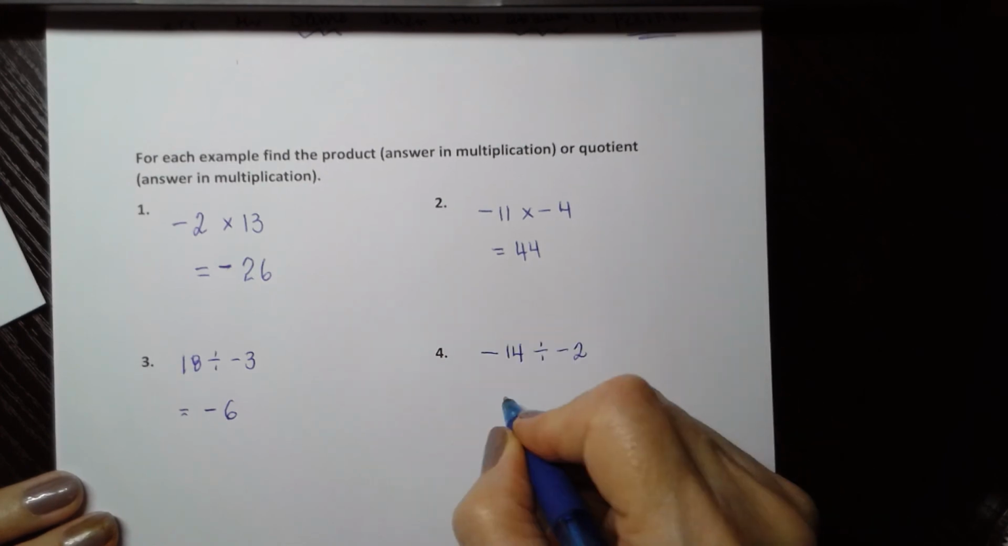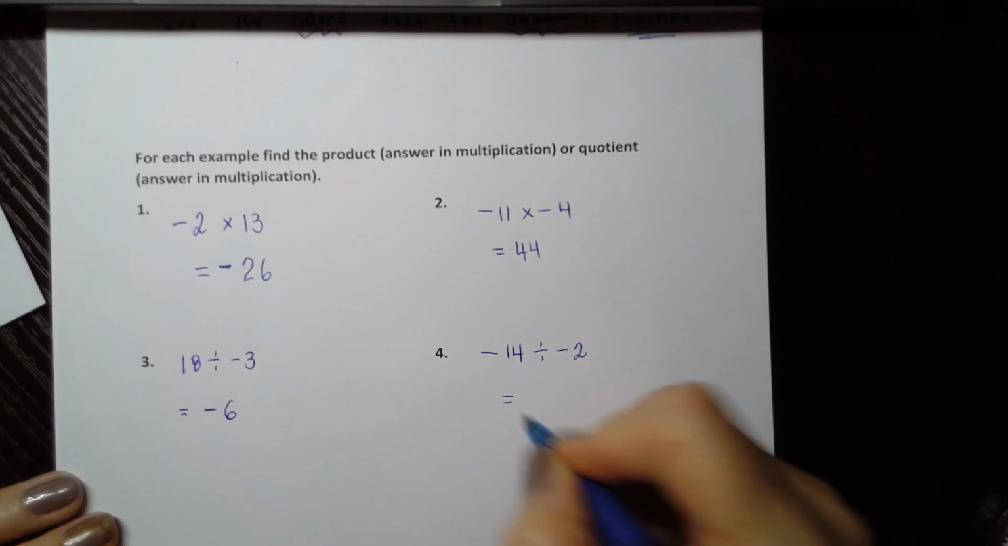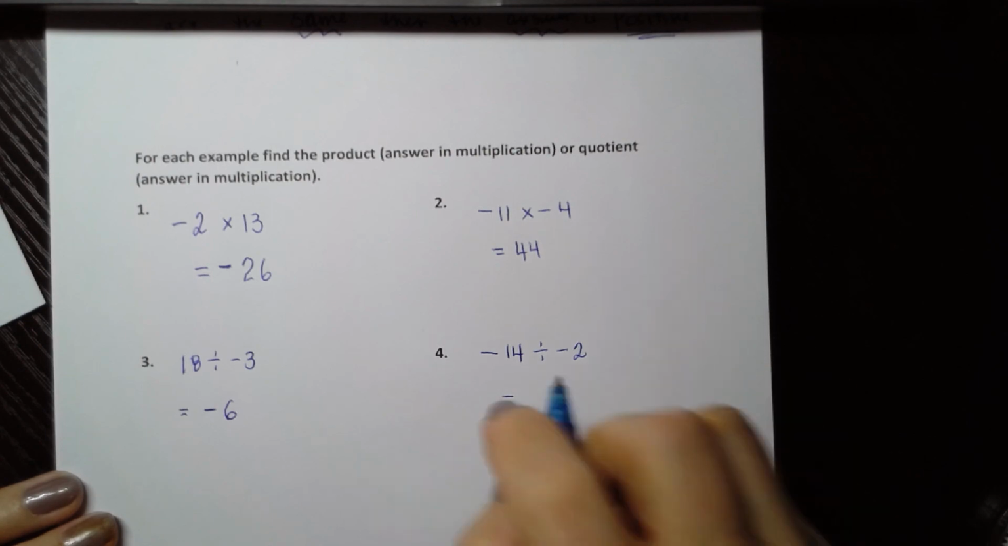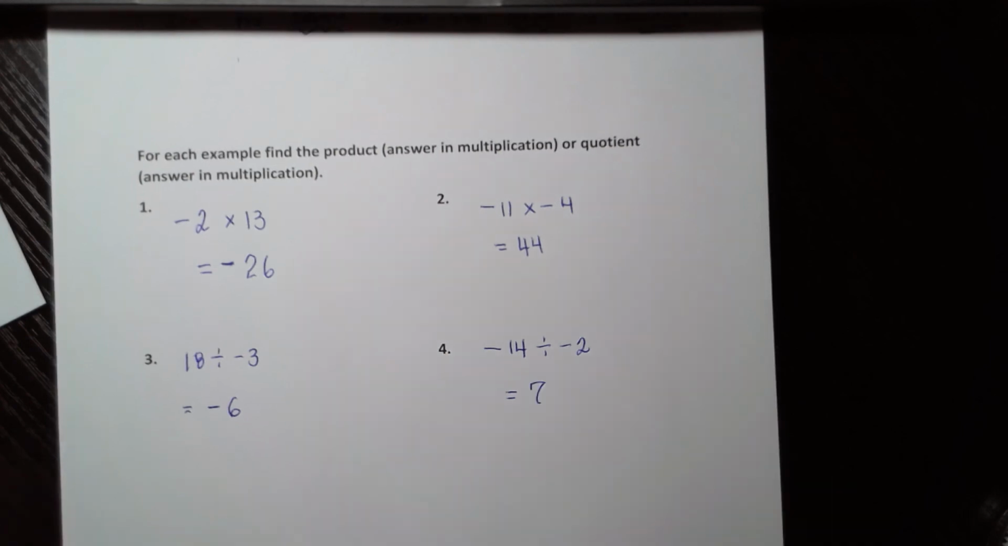Last one. Negative 14 divided by negative 2. Answer is positive. 14 divided by 2 is 7. Super easy. I'll give you some problems to do for those.